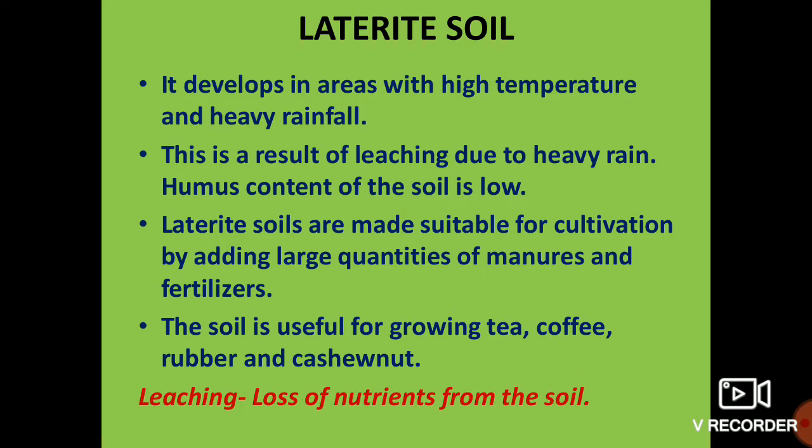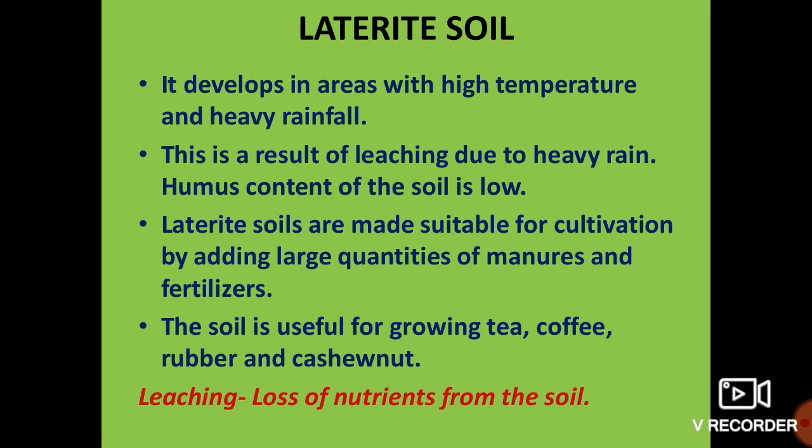Laterite soil. It develops in areas with high temperature and heavy rainfall. This is a result of leaching. Leaching means when, due to heavy rainfall, the nutrients of the soil are lost. It means loss of nutrients from the soil due to heavy rain.